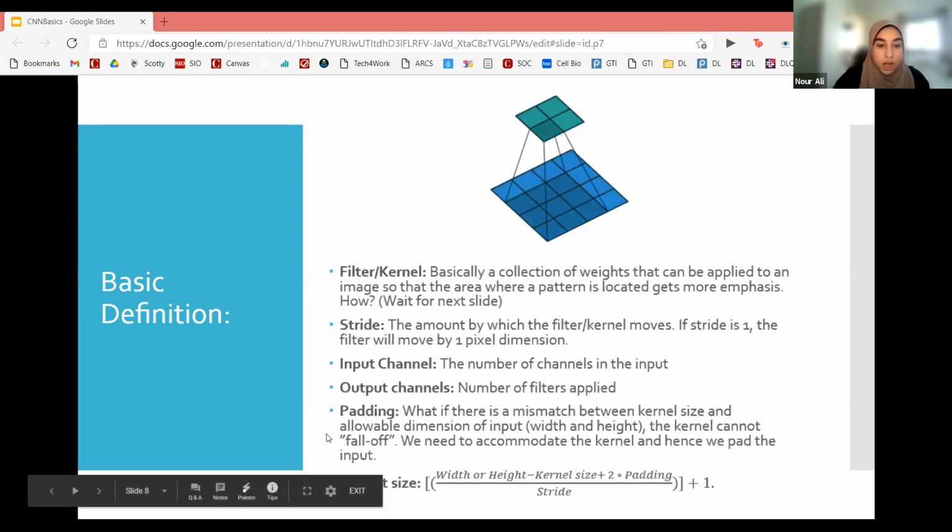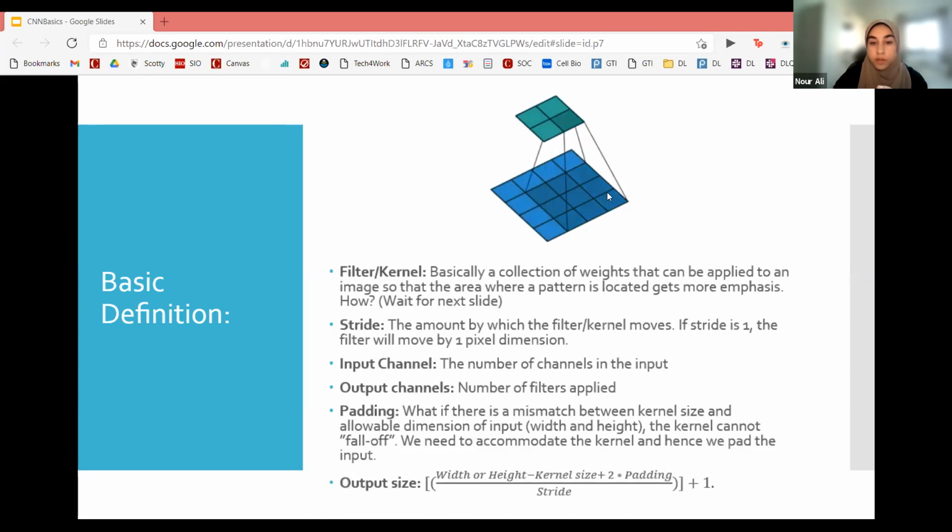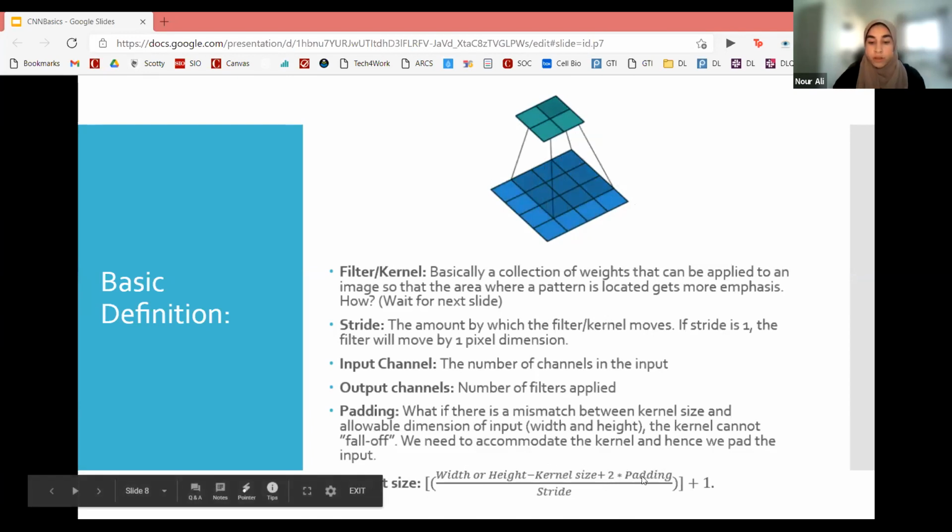Last but not least, this formula over here tells you the expected output size for a given input dimension, filter size, stride, and padding. So in our example, we know that the width and height would be 4. We know that the kernel size is 3 because our filter is 3x3, and we know that our stride is just 1, which is why we get an output size of 2x2. It's quite easy to derive this formula on your own, so I'll let you think about that later.